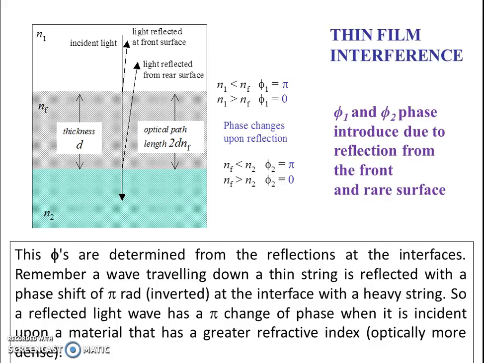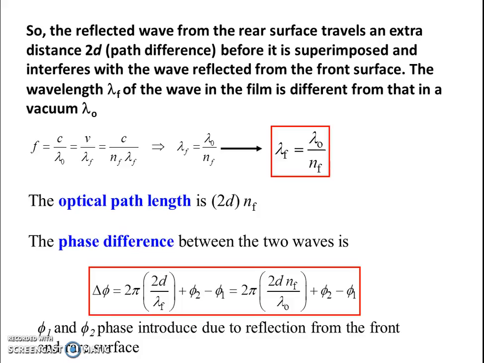So remember, when a wave traveling down a thin string is reflected, it gets a phase shift of pi radians and is inverted at the interface with a heavy string. Similarly, reflected light, when it falls on a greater refractive index medium, suffers a phase change of pi. The reflected wave from the rear surface travels an extra distance 2d, which is the path difference, before it is superimposed and interferes with the wave reflected from the front surface.